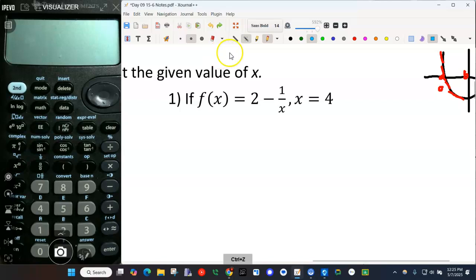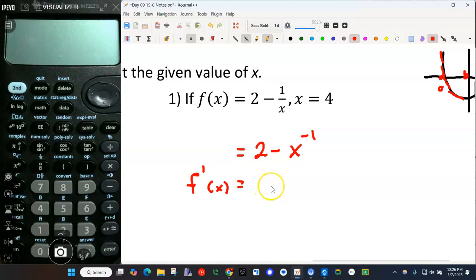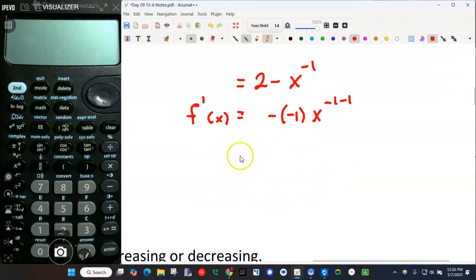Okay, so next. So like on something like this, it might be a good idea to say equals, because we'd rewrite this as 2 minus x to the -1, right? Because these two are equal to each other. F of x does equal this, and it does equal this. It's just rewritten. So then below that, it makes sense to write f prime and then do the power rule. So we have the negative times the -1 that we brought down, x to the -1 minus 1. Positive x to the -2, which is the same as 1 over x squared.